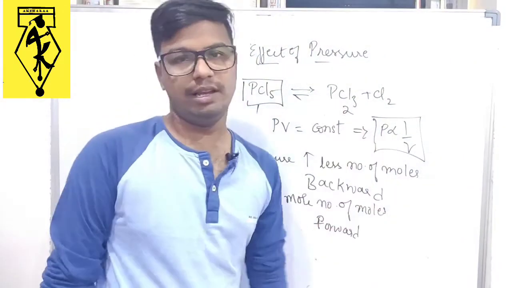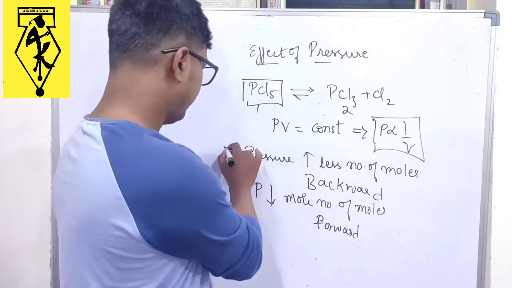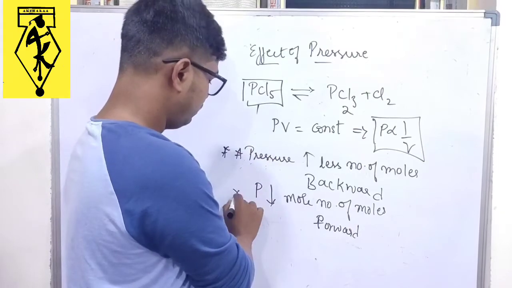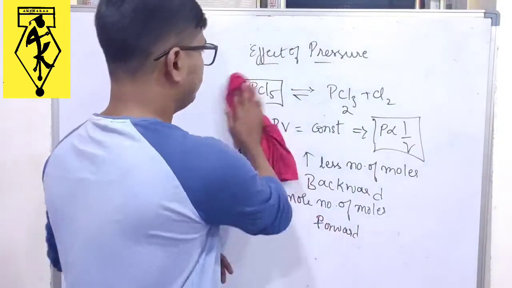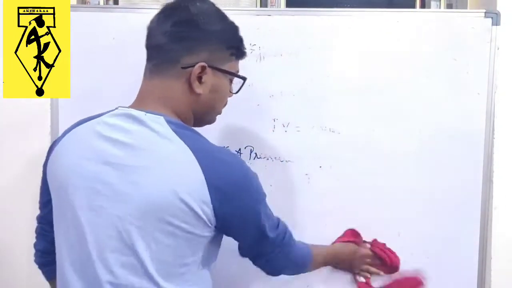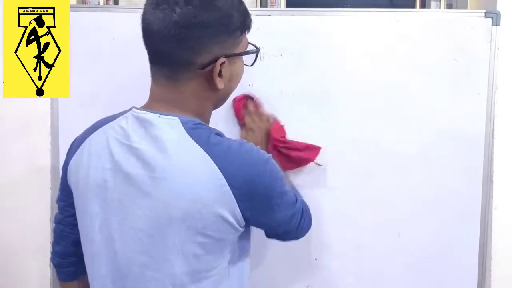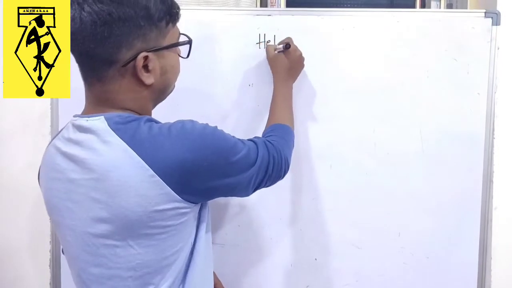Now we will move on to the heterogeneous equilibrium. So this point you have to remember. Very important. Right. We will move on to the heterogeneous equilibrium. Very easy. So after that heterogeneous equilibrium, we will move on to the Le Chatelier principle. That is highly important.